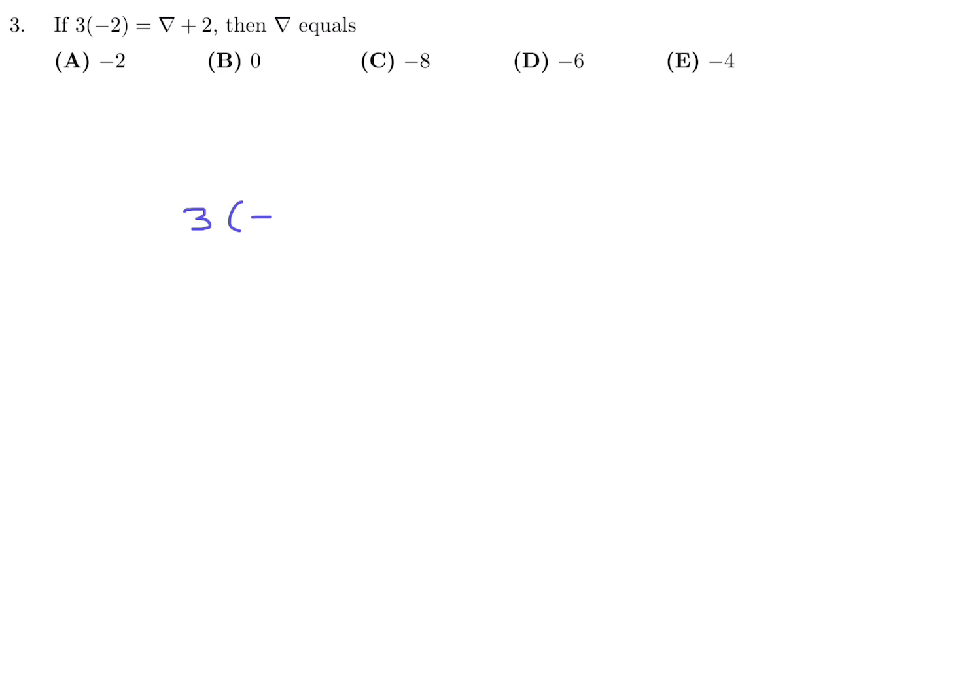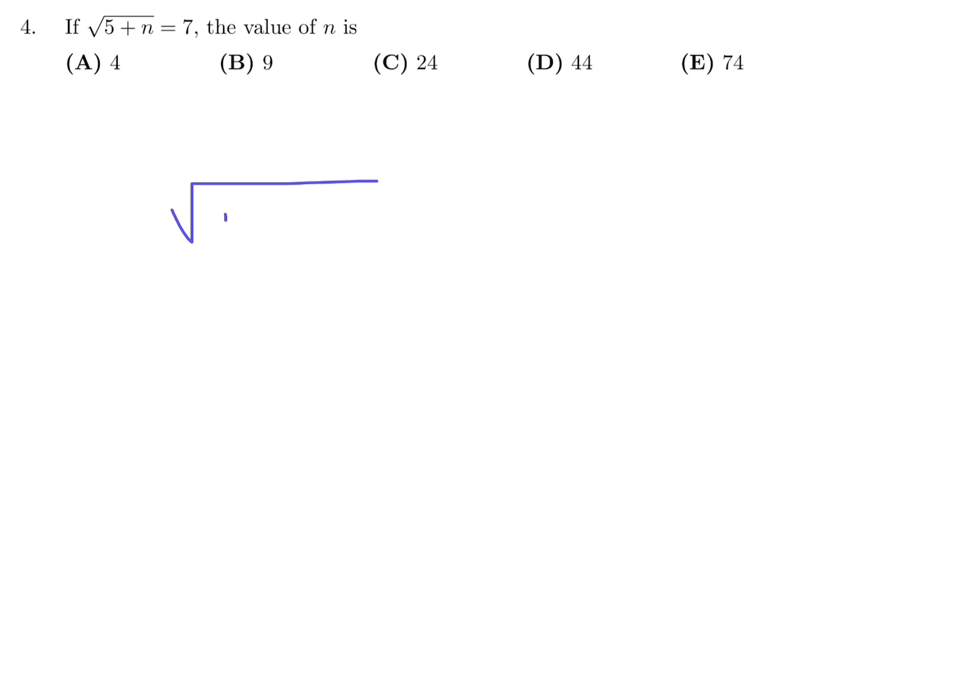3 times negative 2 is equal to the upside-down triangle plus 2. So this is minus 6 is equal to that symbol plus 2, and therefore that symbol is equal to minus 8. So number 3, the answer is C.